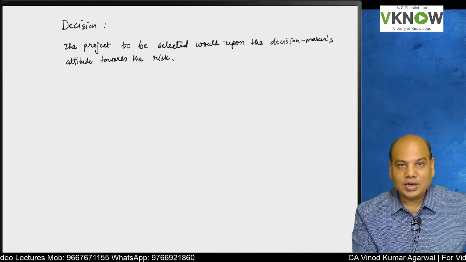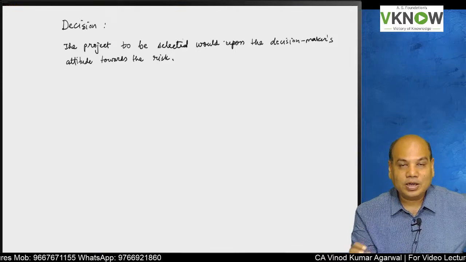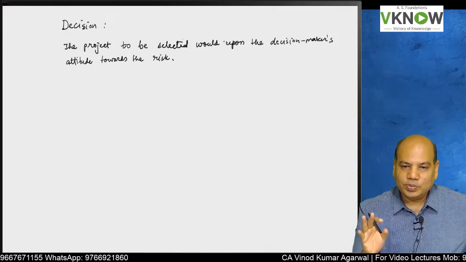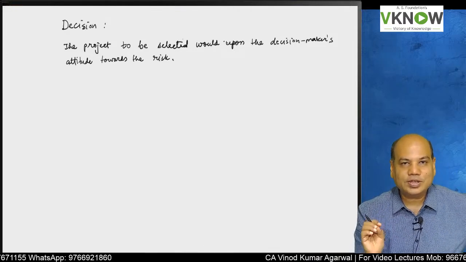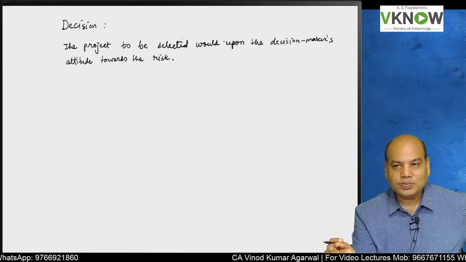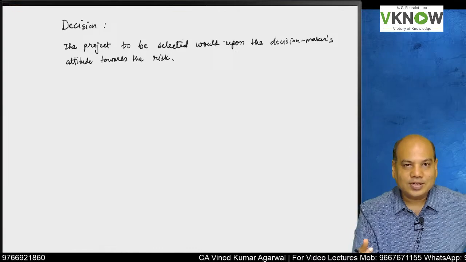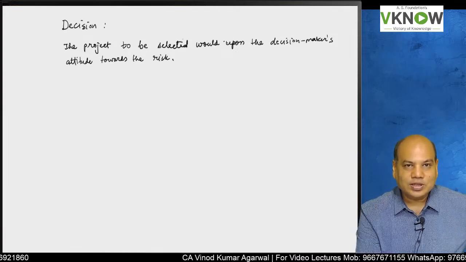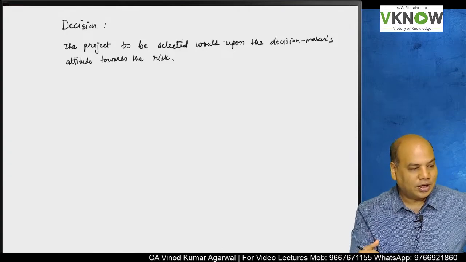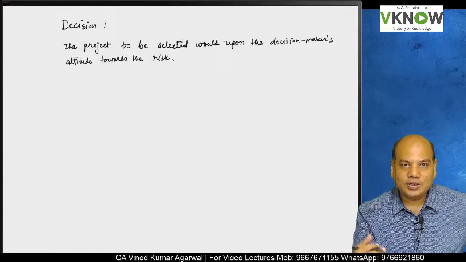There can't be one answer when it comes to risk taking. Different people have different attitudes towards risk. So answer B would be selected by the majority of decision makers, because most people are risk averse. But there are few people who can take risk and who will select project A also, because if you select project A and if the optimistic scenario prevails, you can get a very high return.